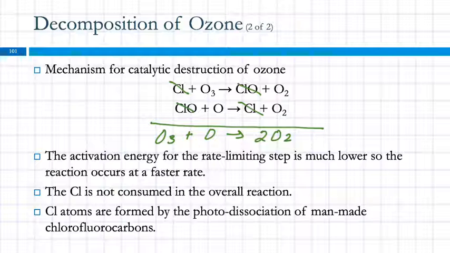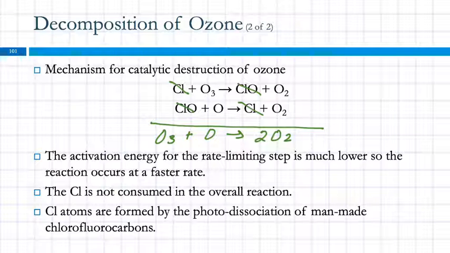Yes? Okay, so I know that the chlorine is not supposed to be used up, but how does it stay atomic chlorine and not diatomic? We'll get to that. For now, just believe me, it's chlorine atoms. Yes, chlorine usually forms diatomic molecules, but there's other stuff going on up there.